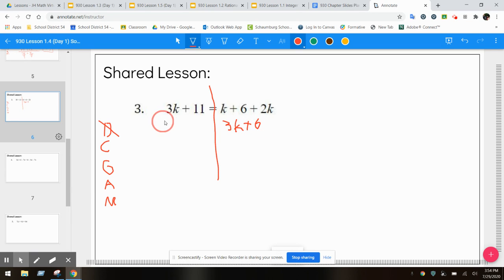And on the left side, I get 3k plus 11. It's already starting to look a little weird to me. There's 3k's on both sides. All right, let's see what happens. All right, combine like terms done.